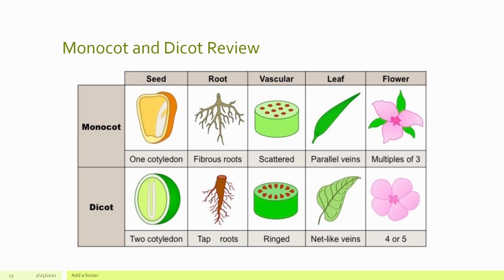Dicots have 2 seed leaves or 2 cotyledons. They have taproots. They have a prominent central root. They have ringed vascular bundles in their stem, and they have branched net-like veins. And their flowers have petals that are of multiples of 4 or 5.